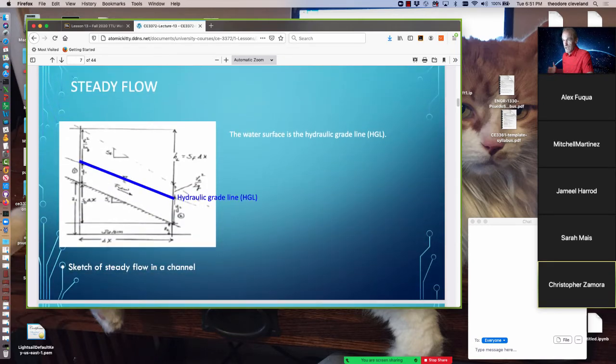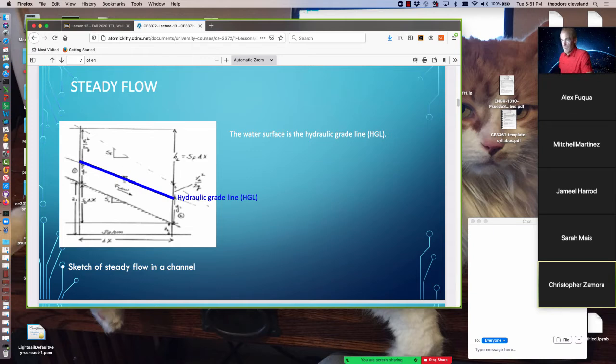We can actually color the different lines and use those to explain some other things. So the water surface, which is shown here as the blue line, happens to also be coincident with the hydraulic grade line. So finding a hydraulic grade line in an open system is relatively easy. Just go look and the water's right there. There's going to be a hydraulic grade line right there.